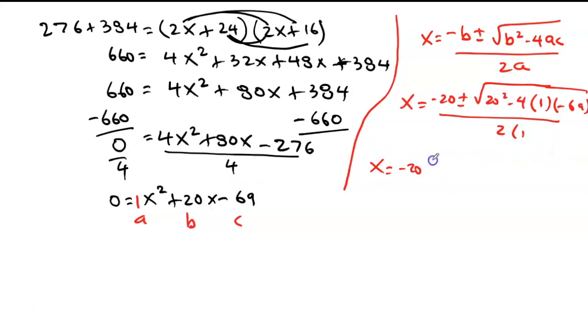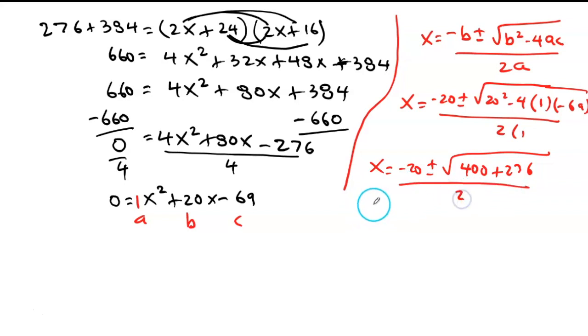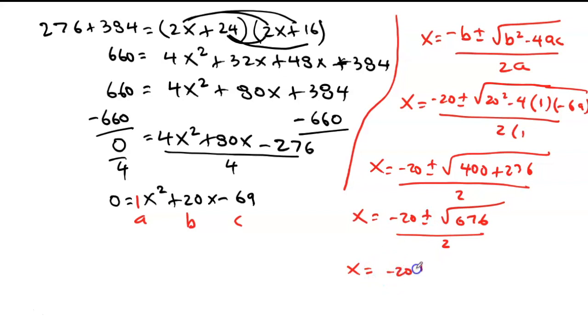X equals negative 20 plus or minus 20 squared is 400. Negative 4 times 1 times negative 69 is going to give me positive 276, over 2. X equals negative 20 plus or minus 676, square root of that, and it gives me 26 over 2.